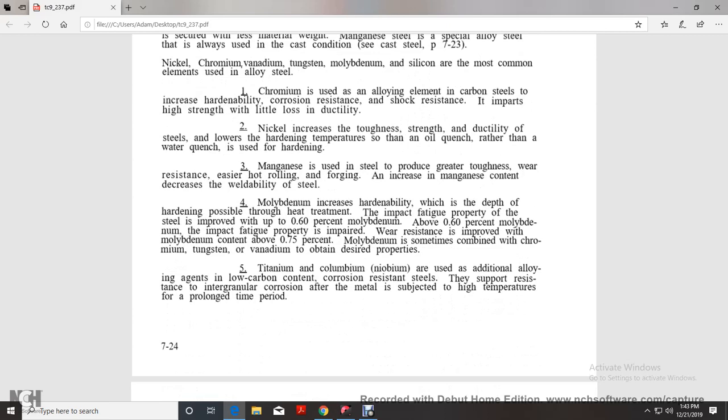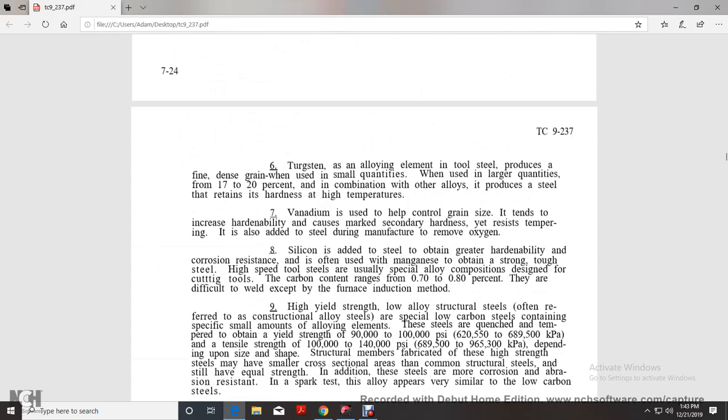Molybdenum increases the hardening ability, which is the depth of hardness possible with heat treatment. The impact and fatigue properties of the steel are improved with up to 0.60% molybdenum. Above 0.6% molybdenum, the impact fatigue property is impaired, while wear resistance improves with molybdenum content above 0.75% by volume. Molybdenum is sometimes combined with chromium, tungsten, vanadium, and others for desired properties. Titanium and columbium or niobium are used as additional alloys with low carbon content for corrosion resistance, and for resistance to intergranular corrosion after the metal is subject to high temperatures for a long period.